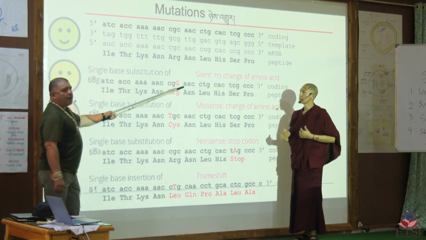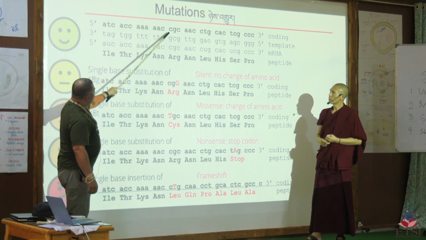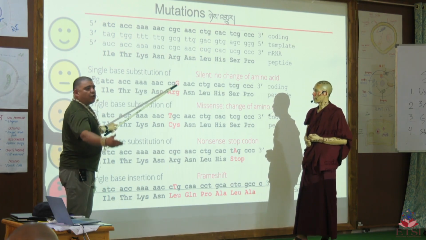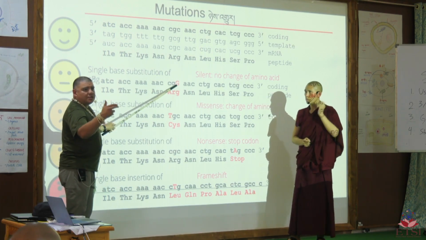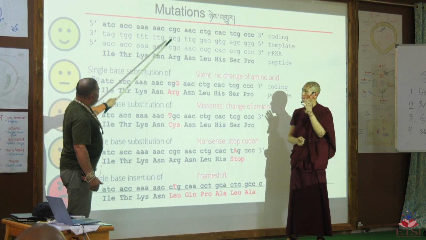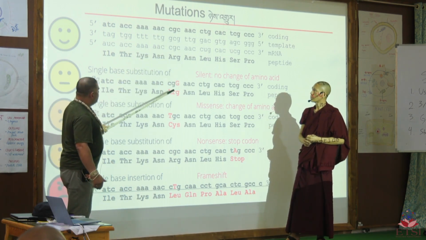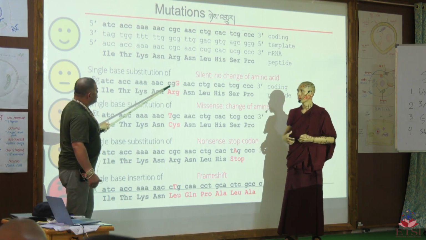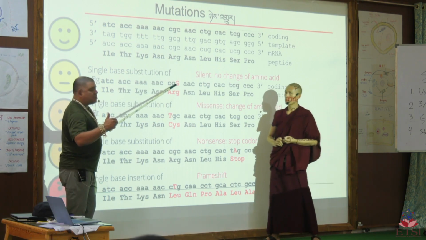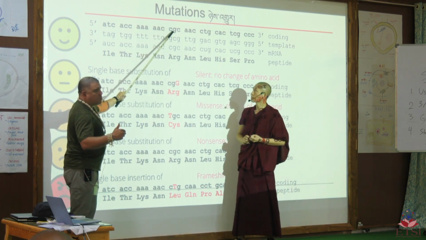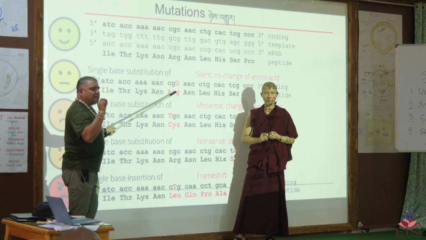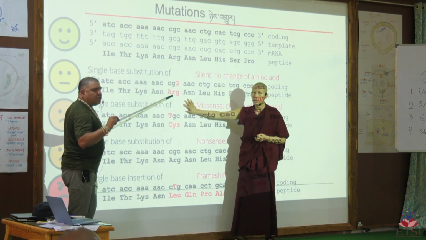Yeah. So in a silent mutation, right, we can compare the non-mutated with the mutated. So CGC, CGG, right? But remember, the chart gives us redundancy. So the non-mutated gives us arginine, and the mutated also gives us arginine, because CGG also gives us arginine, just like CGC gives us arginine. So this is very hard to detect. These are called silent mutations. There is no change in the amino acid.